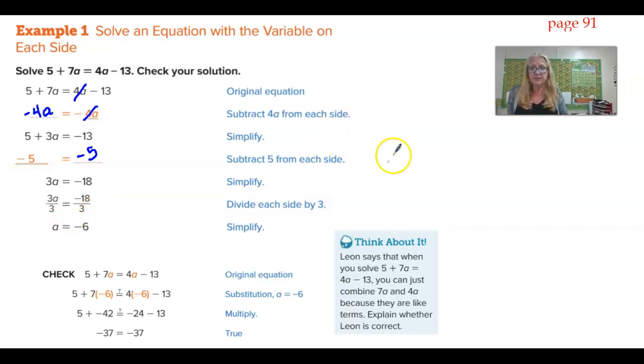Down here in the check, they've taken the original equation, and where both of the a's were, they have replaced them with the negative 6 that we found to be the solution. Then they multiplied these two, and then we added and subtracted, and we get a true statement: negative 37 equals negative 37. That tells us that our solution is correct.